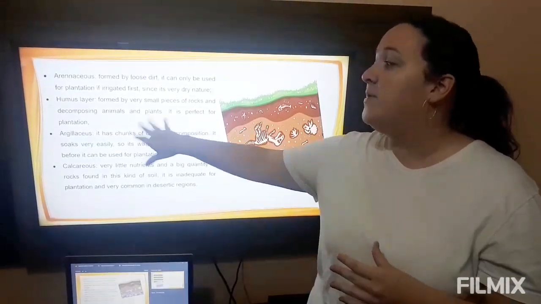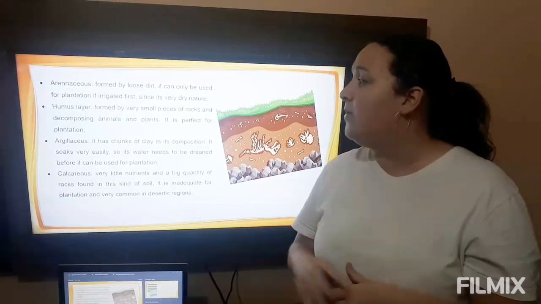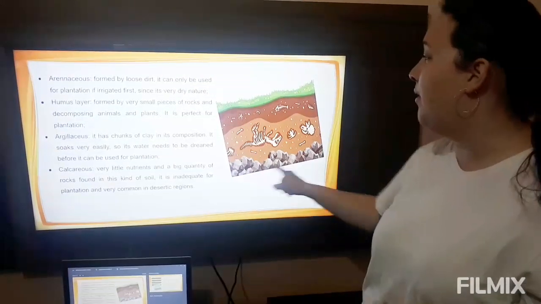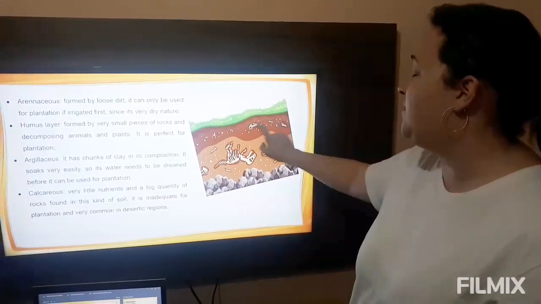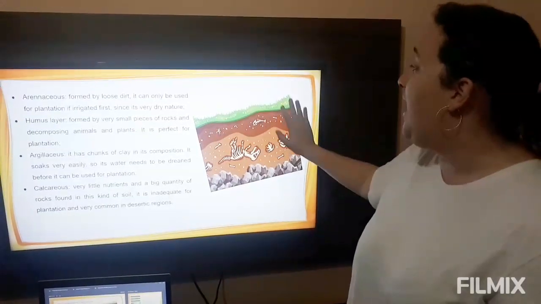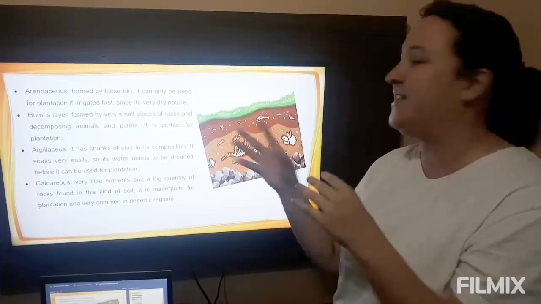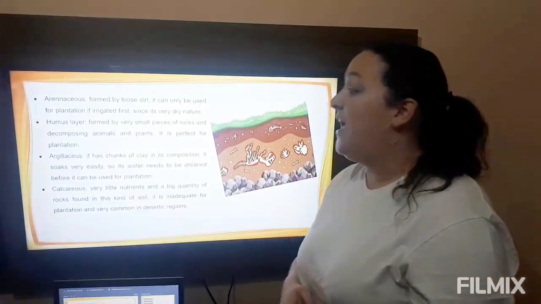Then we have the humus layer. It is formed by very small pieces of rocks and decomposing animals and plants. It is perfect for plantation. So this is the example of the humus layer. We have decomposing animals, decomposing things here, and the vegetation that grows up very beautifully because it has a lot of food.